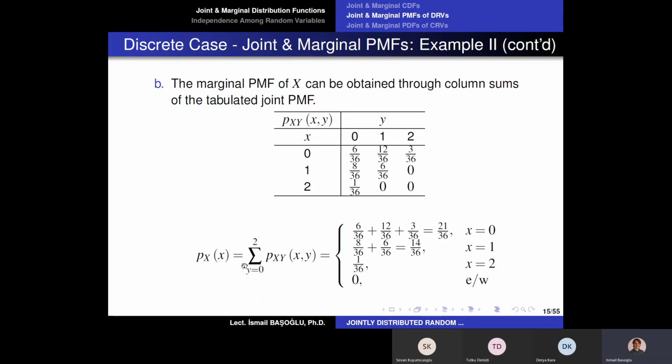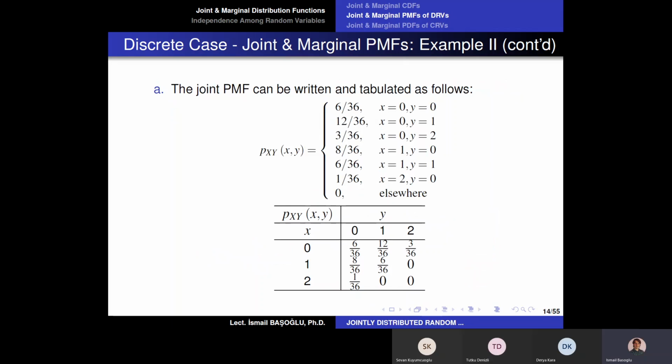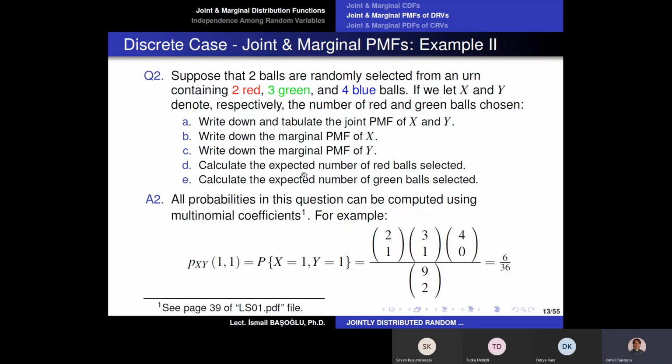Now, finally, at part D and E, it asks to calculate the expected number of red balls that are selected. So which is basically asking the expected value of x. What is the expectation of x? The expected number of red balls selected is the expectation of x. And in part E, it asks the expected number of green balls selected. It basically is asking the expected value of y.